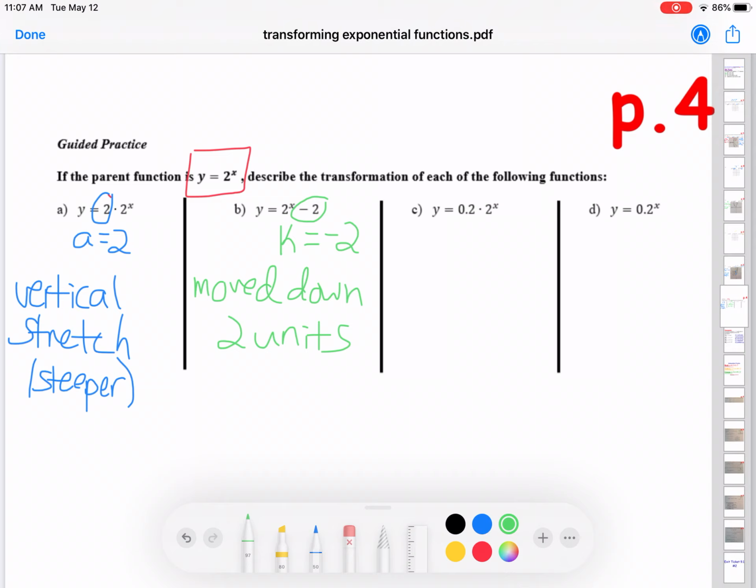Looking in part C, we notice we again went back to changing the a value out front. Now we made our a value 0.2. So our a value is still positive, it's still above the x-axis, but when we have an a value between 0 and 1, one of our decimal numbers, that means our graph is being vertically compressed or kind of smushed closer to the x-axis. So here for part C, we're going to say that the transformation was a vertical compression.